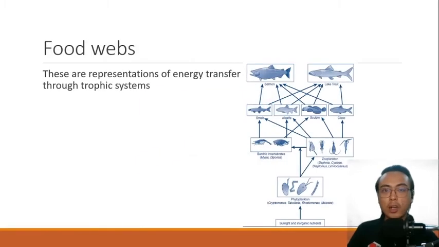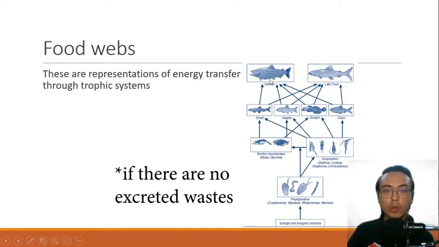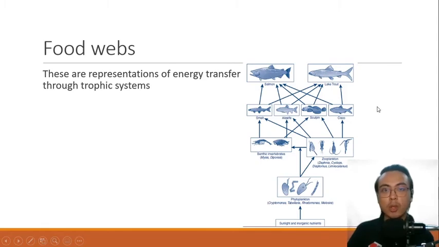Now, let's take a closer look at the energy transfer through trophic systems. If we are performing mass balances, which means that the mass going in should be equal to the mass going out plus the mass accumulated, that means that if you are a tertiary consumer, the mass that you are building into your body should be equal to the mass of the food that you are eating. But we know that that's not the case because we also excrete waste and there's also energy losses as you jump from one trophic level to the other. So let's talk about energy losses.